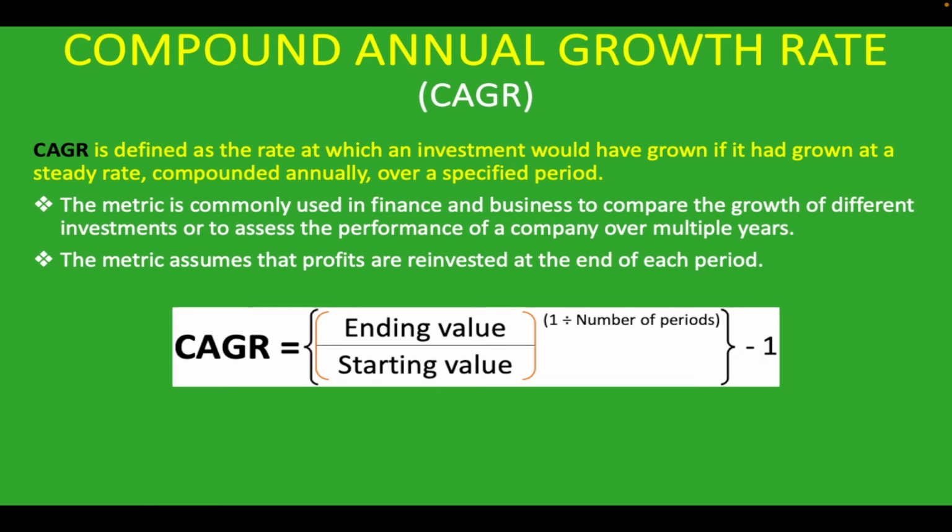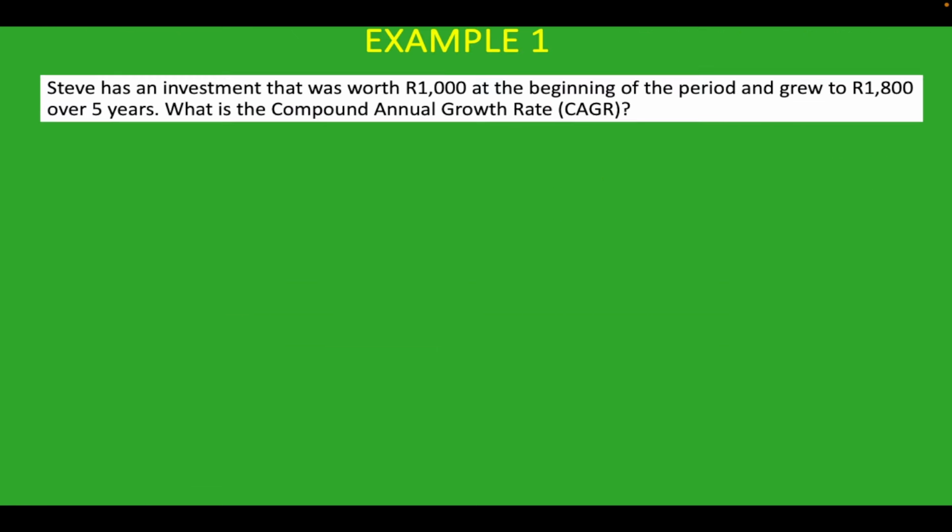So let's look at some examples in calculating the CAGR. Here's the first one. We're told that Steve has an investment that is worth 1,000 Rand at the beginning of the period and grew to 1,800 Rand over 5 years. What is the compound annual growth rate?